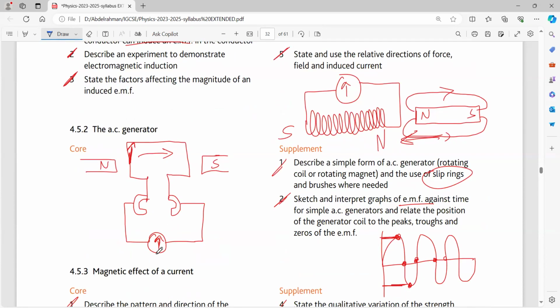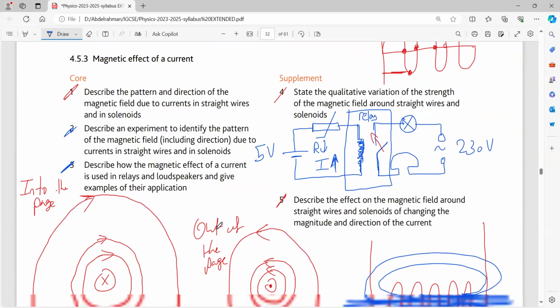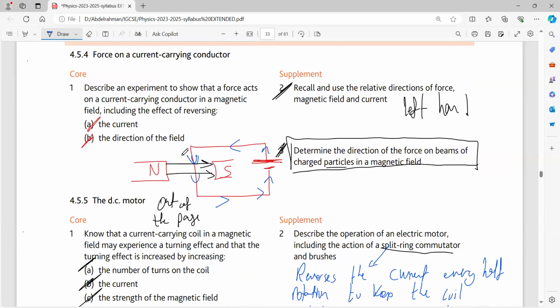If you have a galvanometer or an induced current, this is an indication of Fleming right-hand rule, or that this is a generator. If you have a battery, or if you have a current carrying wire, then this is an indication of a DC motor. Okay? That's it. It's as simple as that.